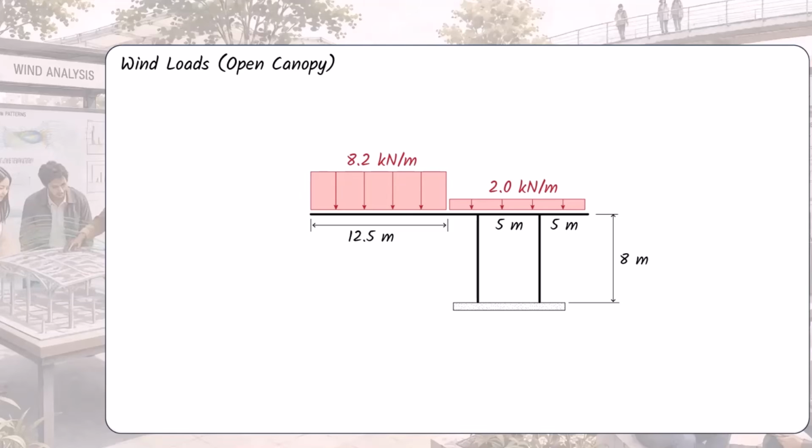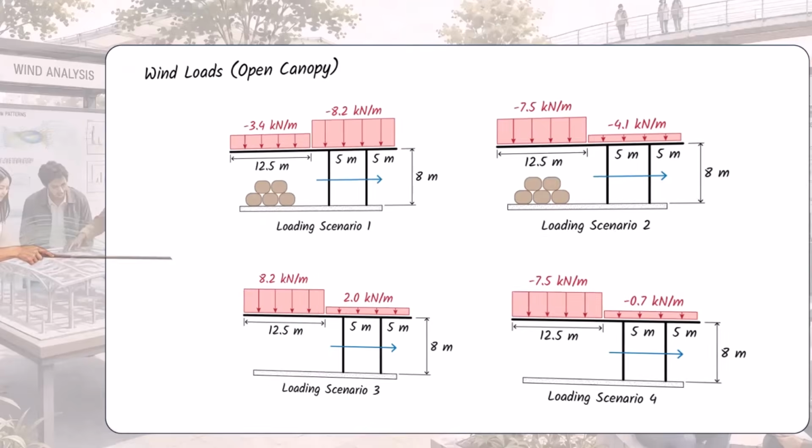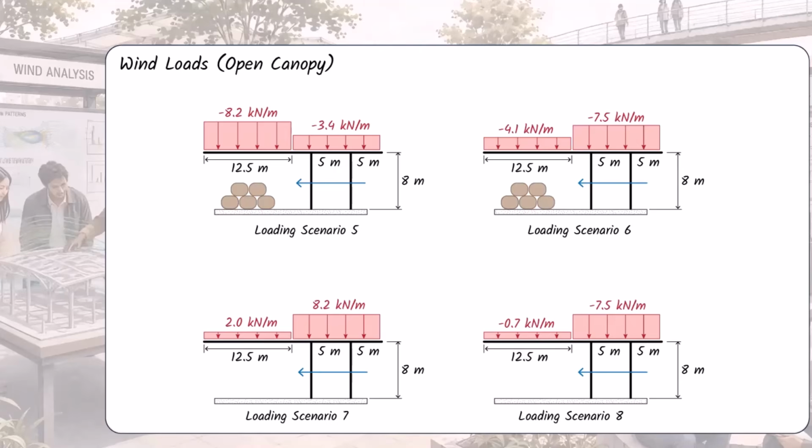We can determine the distributed loads for the remaining roof pressure scenarios in exactly the same way. Here are the 8 frame loading scenarios for the open portion of the bus terminal. For wind blowing from south to north, we have these 4, and for wind blowing from north to south, we have these.